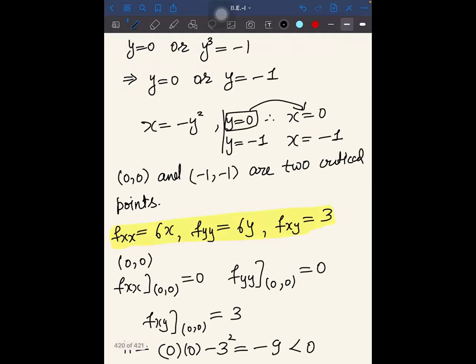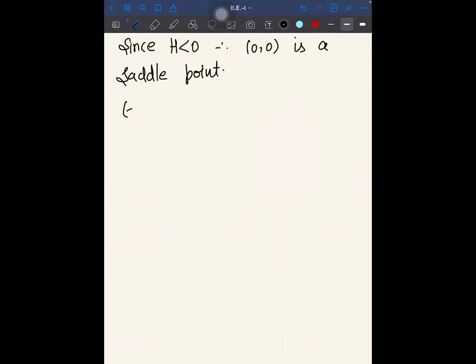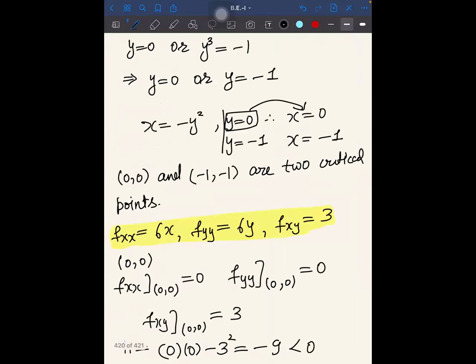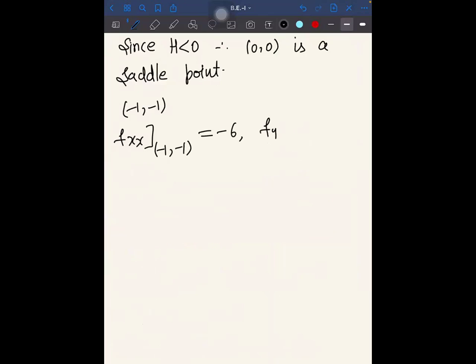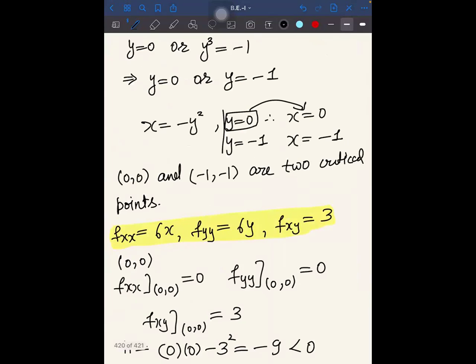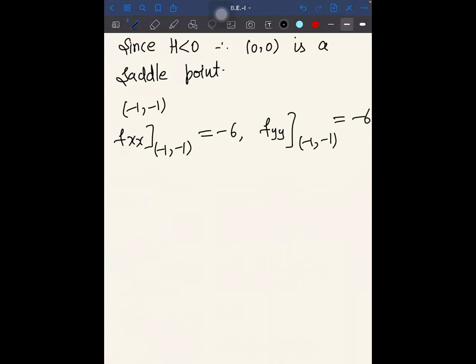So let's check the next point, which is -1, -1. fxx at -1, -1 becomes -6. fyy at -1, -1 becomes -6. And your fxy at -1, -1 is constant, so it will remain 3 over here.